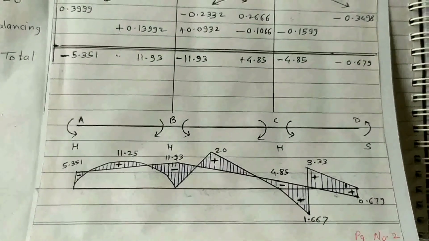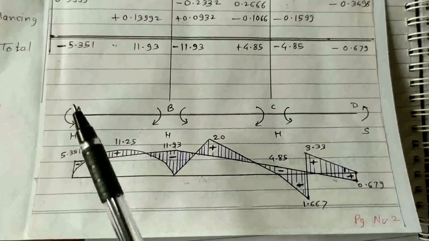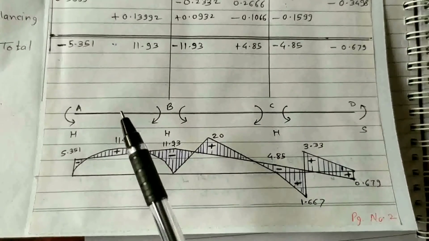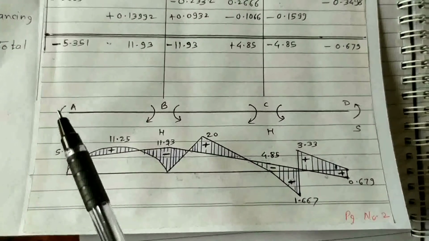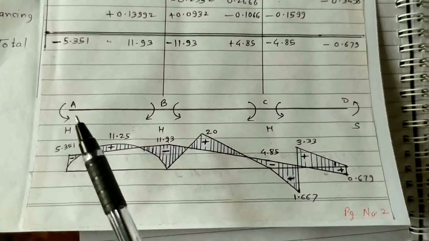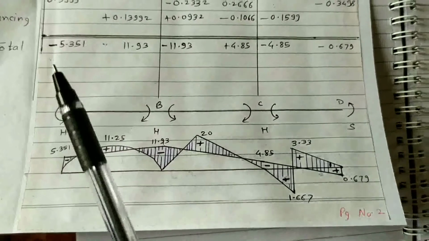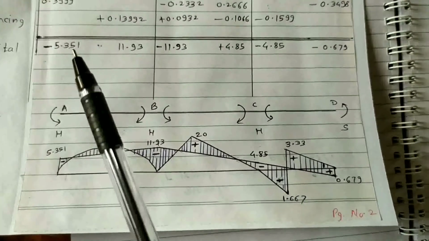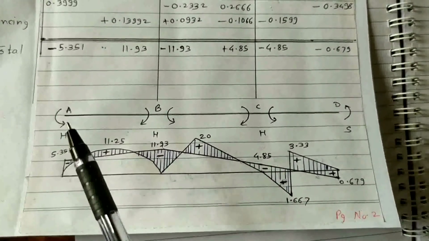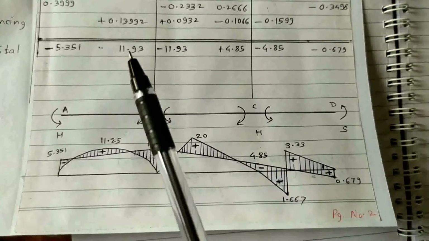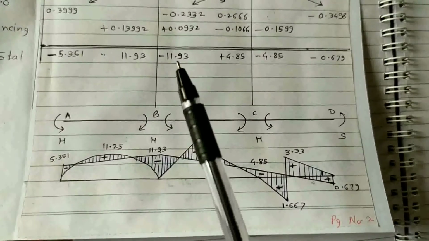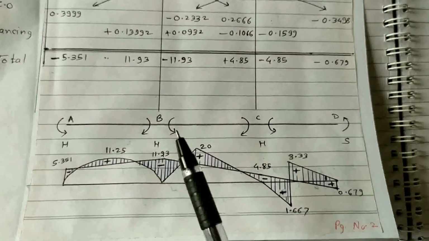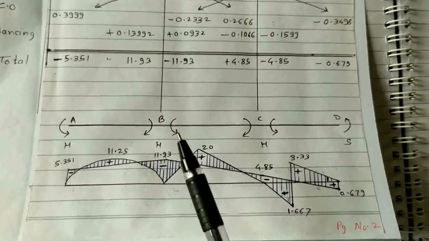So for the bending moment diagram, first of all I have drawn a baseline, I have shown the joints A, B, C, D. Next I have drawn just the curves. In this, here we have got a minus answer, that's why I have shown it anti-clockwise. Here I have got a plus value, that is clockwise movement. It is a minus value, so I have drawn an anti-clockwise movement.